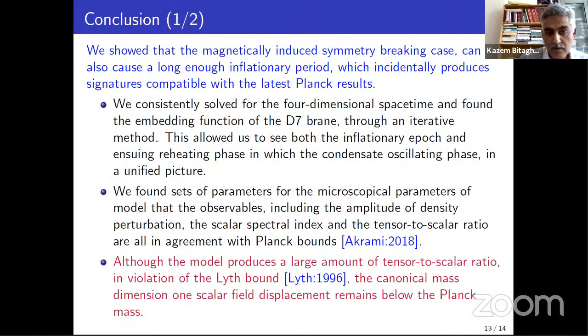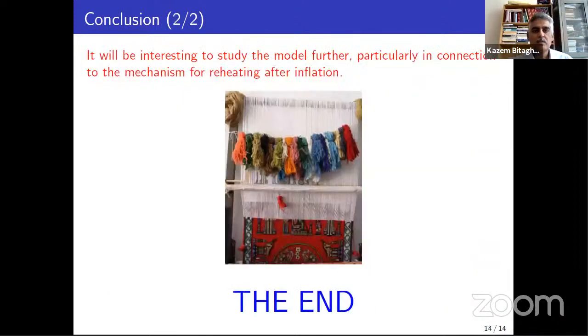And the interesting result: although the model reproduces a large tensor to scalar ratio in violation of the Lyth bound, the canonical mass dimension 1 scalar field displacement remains below the Planck bounds. Okay, it will be interesting to study the model further, particularly in connection to the mechanism for reheating after the inflation. As you see in this picture, this is a Persian carpet. It is not complete. It needs more work to be done.